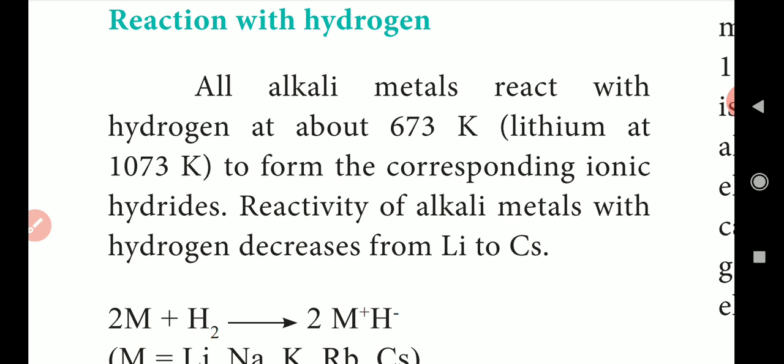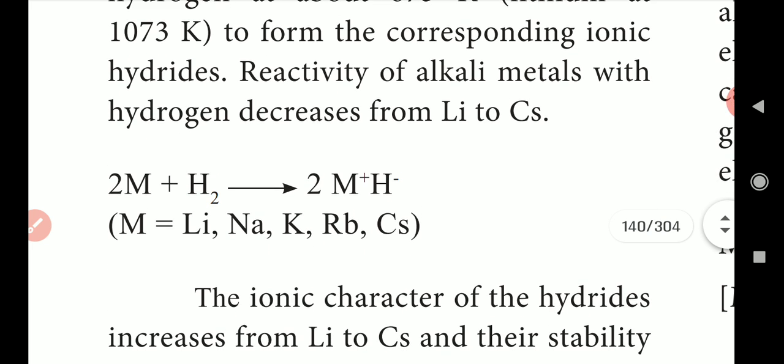The H plus ion is called a proton, and the H minus ion is called a hydride ion. Metals react with hydrogen and produce metal hydrides. The reactivity of alkali metals with hydrogen decreases from lithium to cesium. Metals combined with hydrogen produce metal hydrides: lithium, sodium, potassium, rubidium and then cesium.